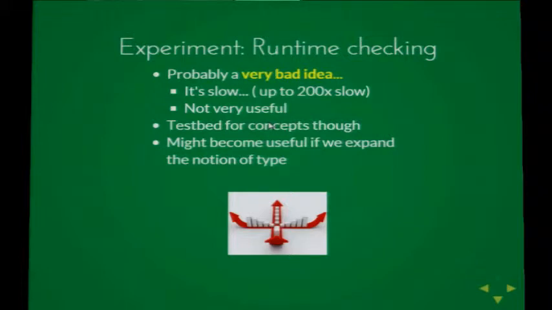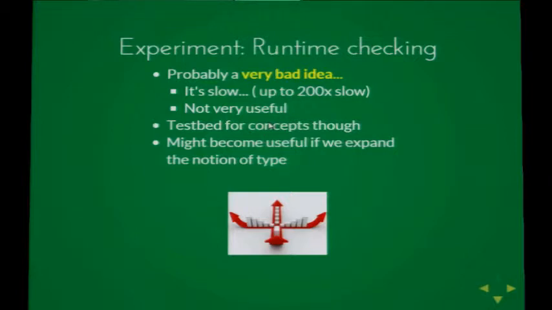And I want to stress that this is probably a bad idea. I mean, checking types of functions at runtime. The main reason is that it's slow. It might be even 200 times slower than not doing it. It's also not very useful, because if you use a string instead of a list, eventually you will fail somewhere at runtime.